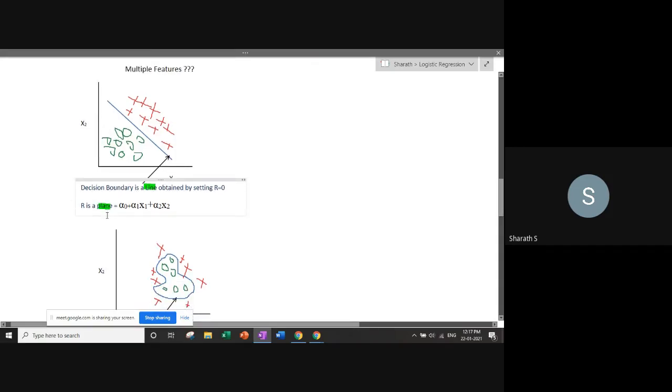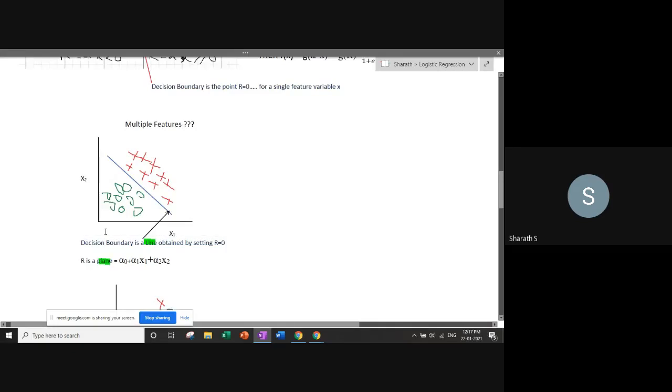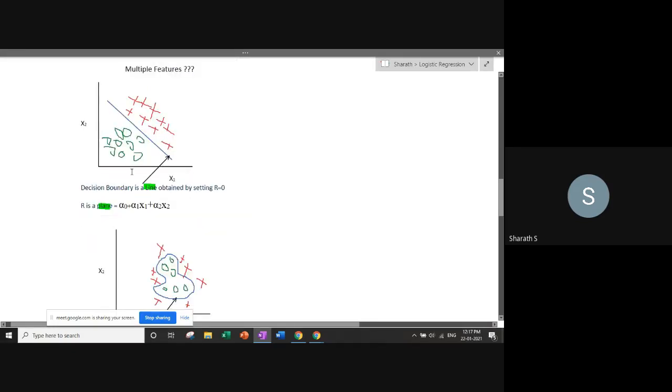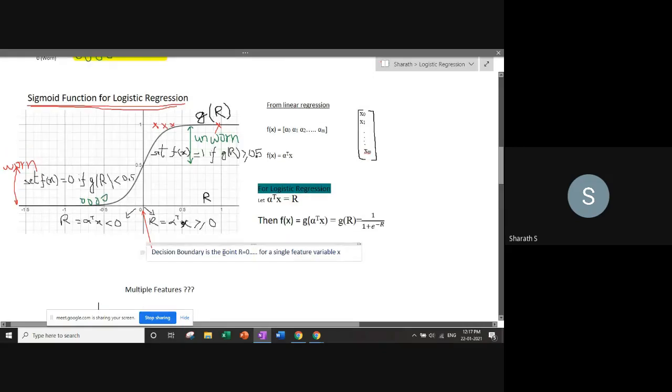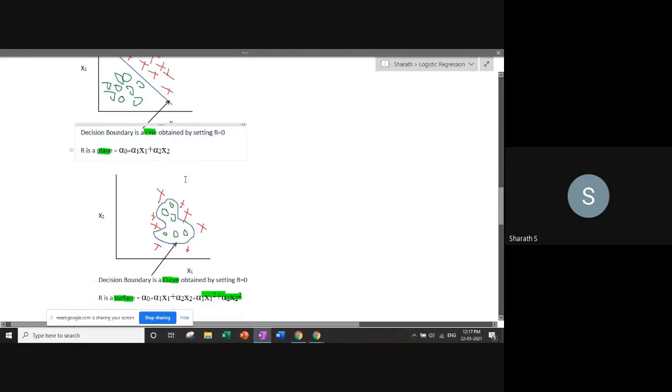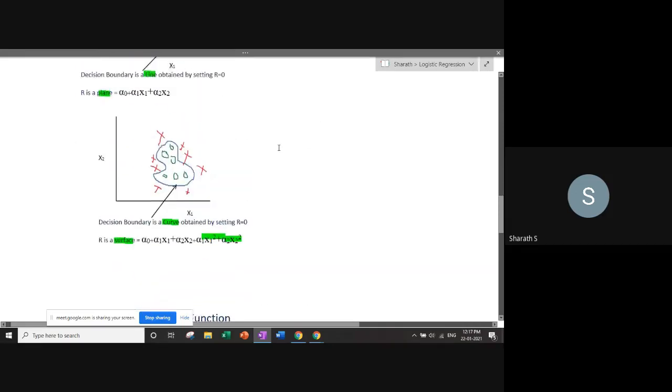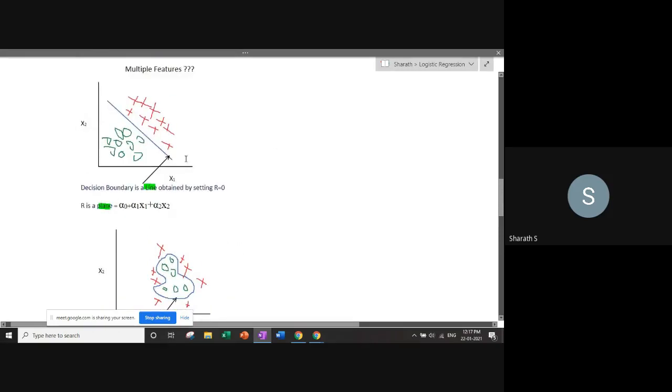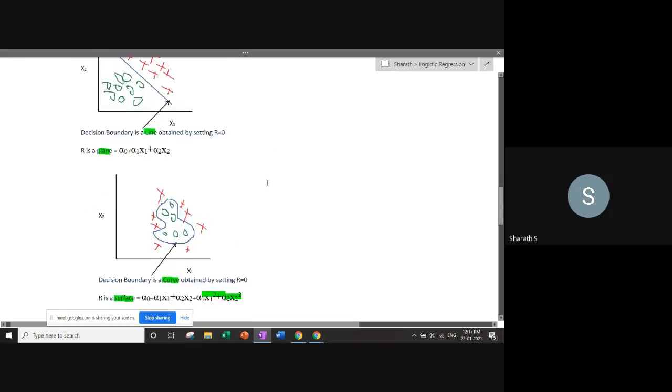And what happens to the R, alpha transpose X? Now alpha transpose X in a two variable problem, two X variables, two features, is a plane. So R was a point in a single variable, and R becomes a plane, and the decision boundary becomes a line in the context of two features. So this is a linear decision boundary because it is a line.